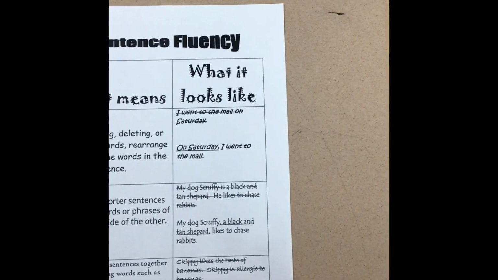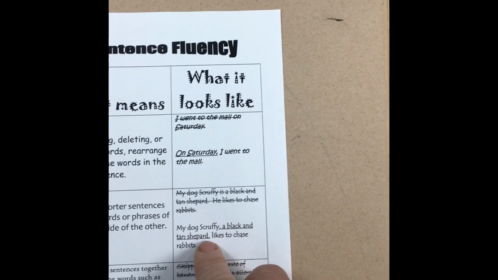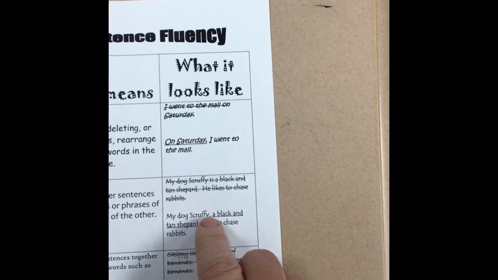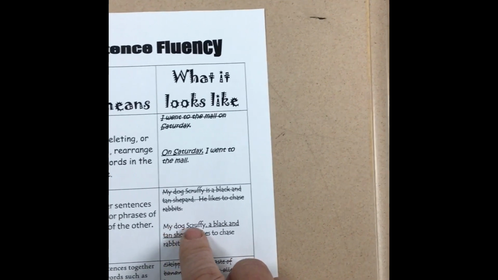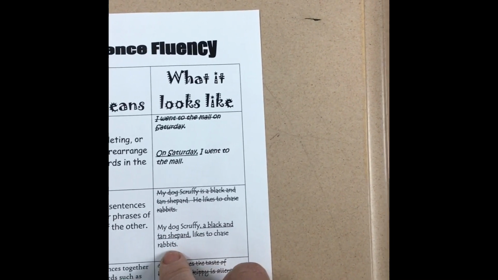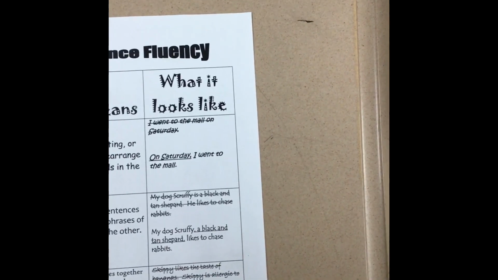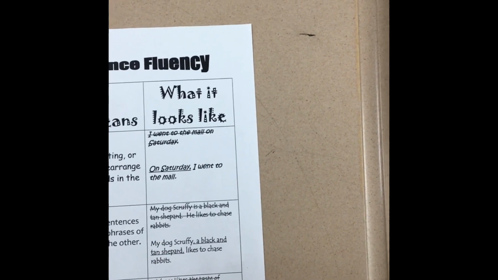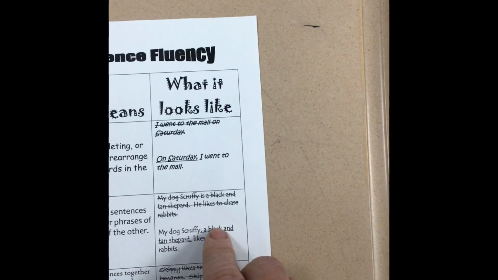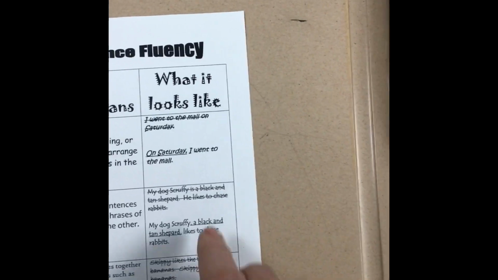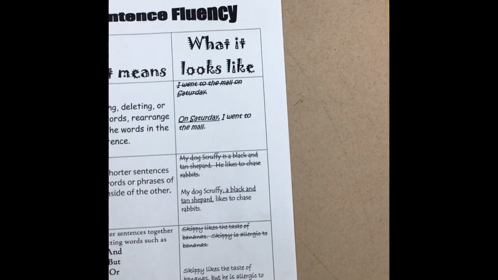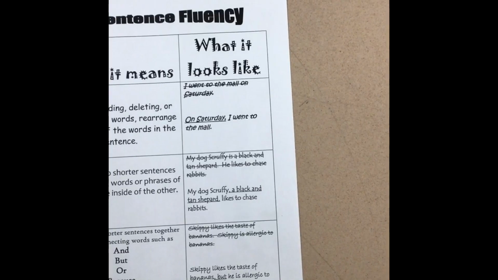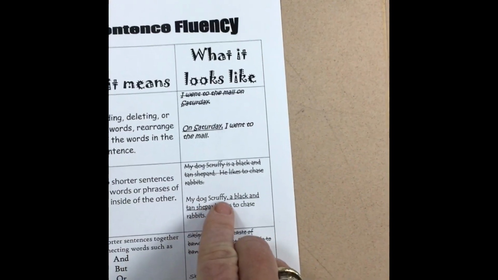And the rule for appositives is to use a comma before and after if it's in the middle. And if you take the appositive out, what you have left is "My dog Scruffy likes to chase rabbits." When you take that appositive out, you have a full sentence. Another thing to remember is that whatever is inside these commas, it describes a little bit more about a noun outside of those commas. Sorry about my camera. So "a black and tan shepherd" gives me more detail about who Scruffy is.